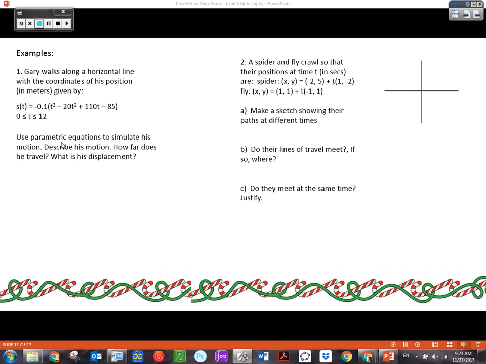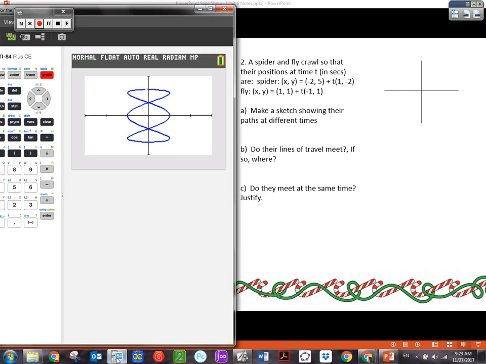All right, so we're supposed to use parametric equations to simulate the motion. We're supposed to describe the motion, how far does he travel, what's his displacement, and please add to this, what's his average speed. So add that on your notes, what's his average speed? So we're going to calculate his average speed as well. So let's go to our calculators and let's get this all set up so we can see what's going on.